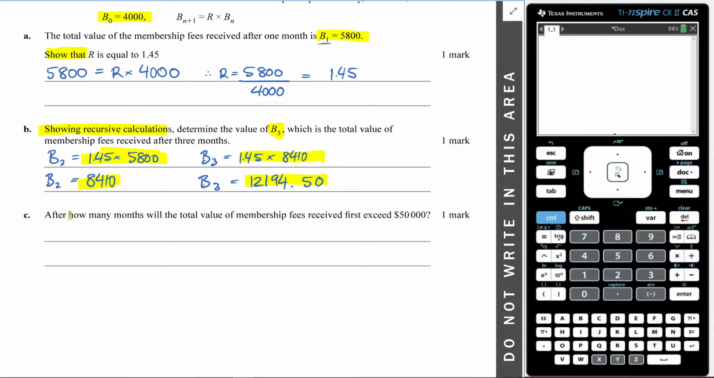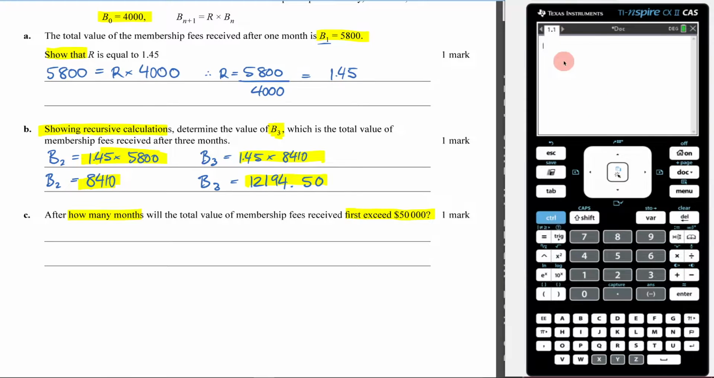Part C, after how many months will the total value of the membership fees first exceed $50,000? There's a couple of different ways of doing this. What I would probably do is create a general rule for myself. So I would come over here to my calculator. I'm going to go menu 3.1 to solve.